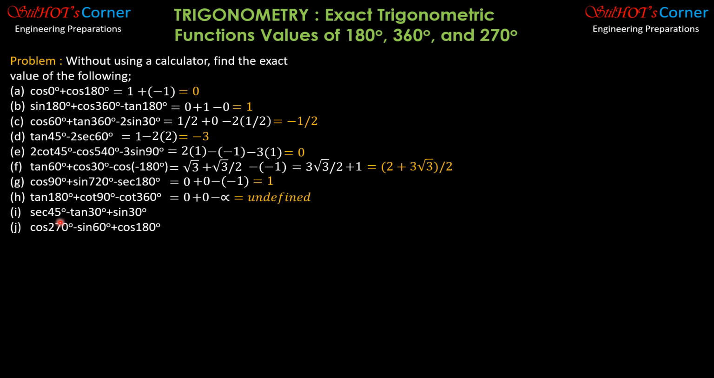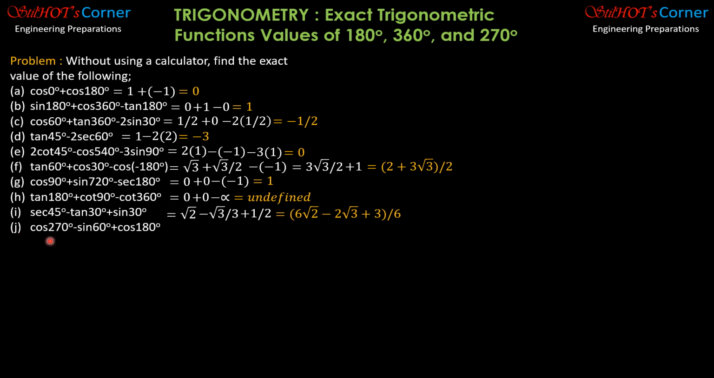Secant 45 is square root of 2. Tangent 30 is square root of 3 over 3. Sine 30 is 1/2. So this is square root of 2, sorry. Then minus square root of 3 over 3. Then plus sine 30, which is 1/2. Simplifying, the LCD is 6. So we have quantity 6 square root of 2 minus 2 square root of 3 plus 3 all over 6.